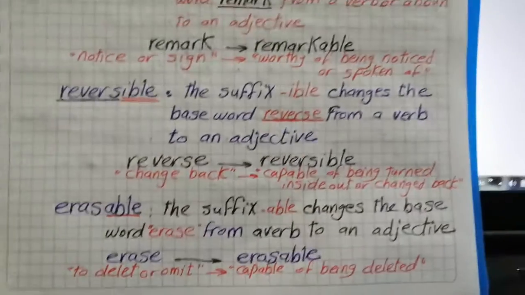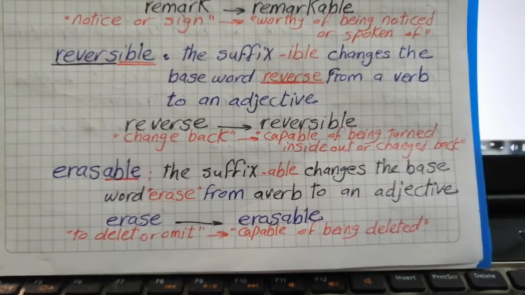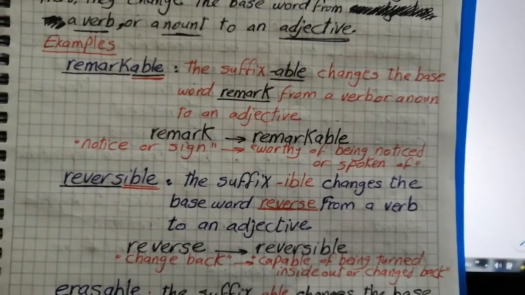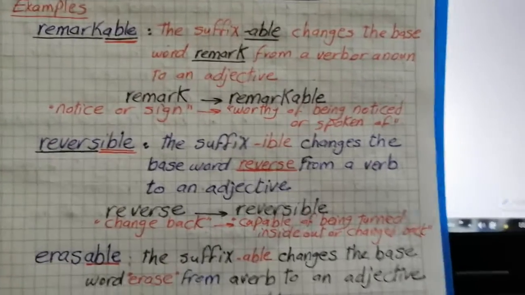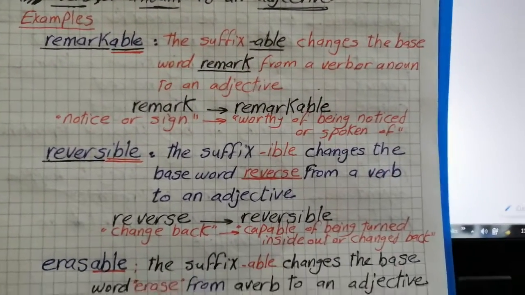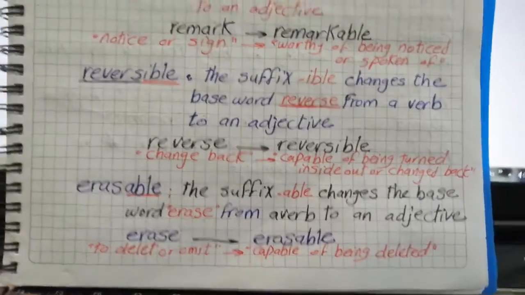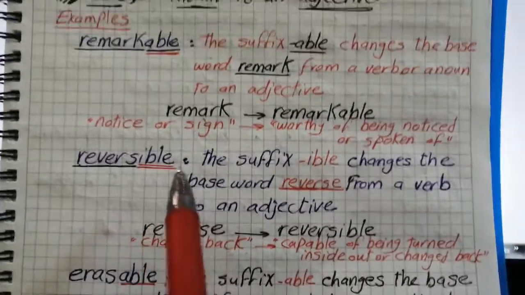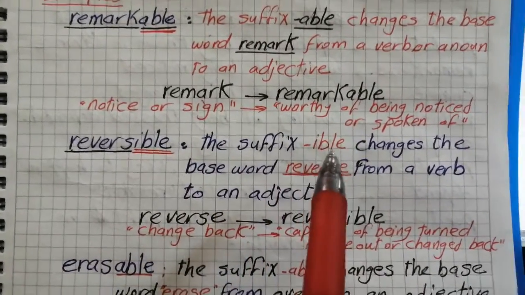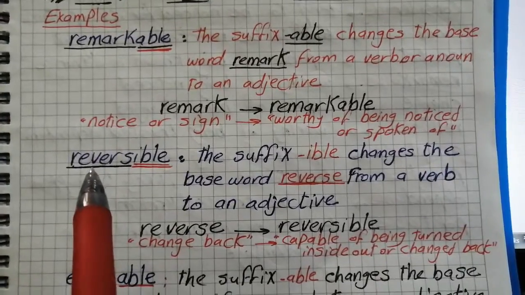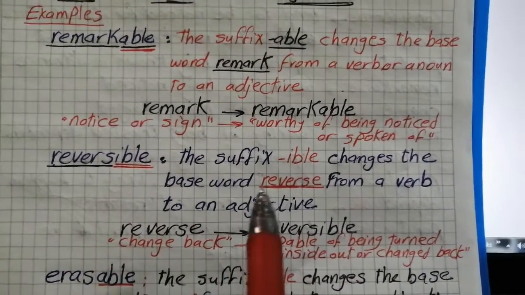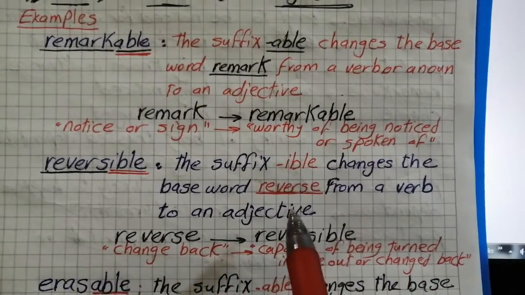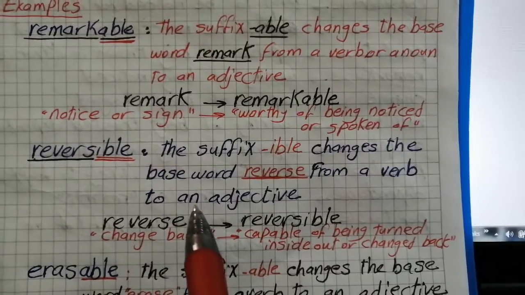The second word is reversible. If you notice, the way we pronounce both suffixes at the end is the same. Remarkable, reversible. So moving to the word reversible, here we have reverse. This is the base word. IBLE is the suffix. So when the suffix IBLE is added to the end of the word reverse, it has more than one effect. Number one, it changes the base word reverse from a verb to an adjective. And number two, it changes the meaning.